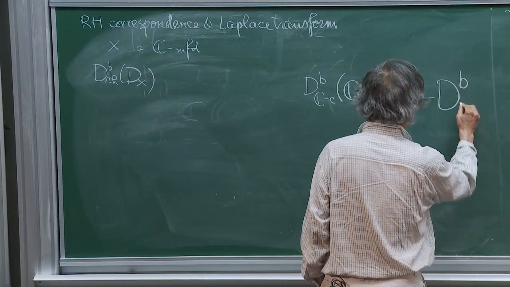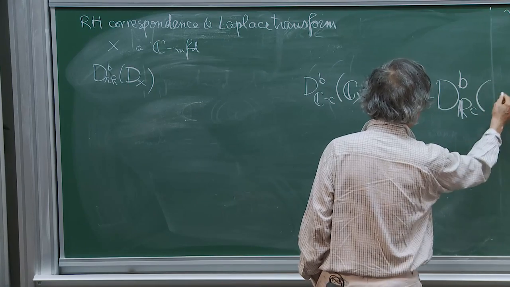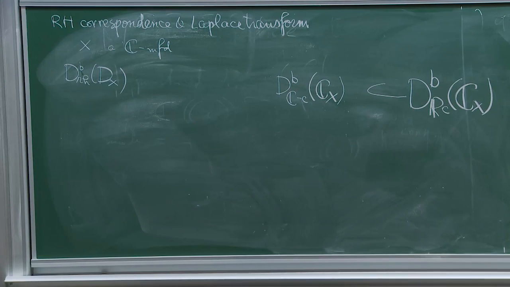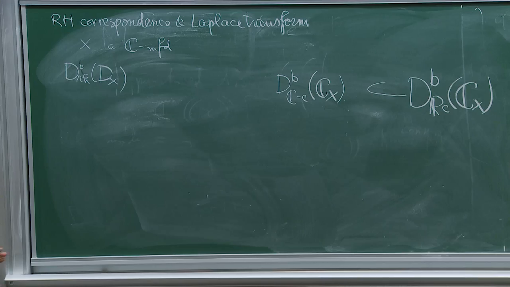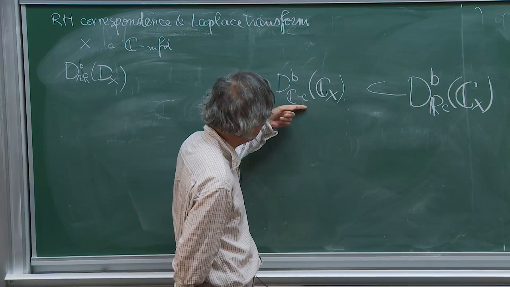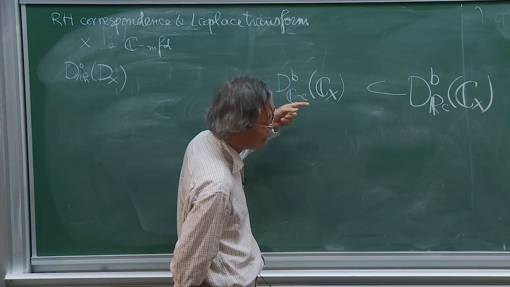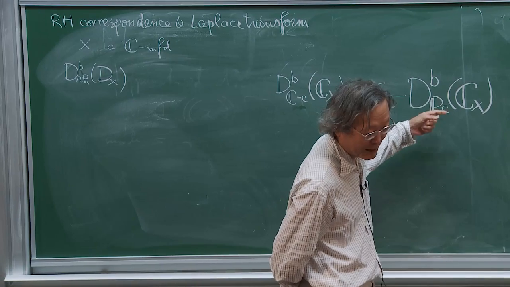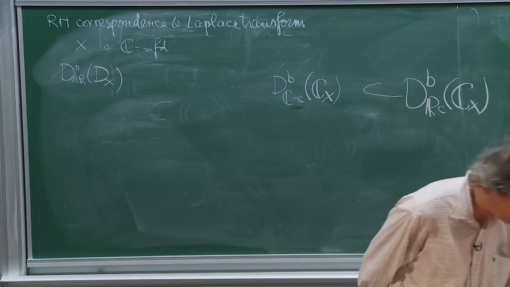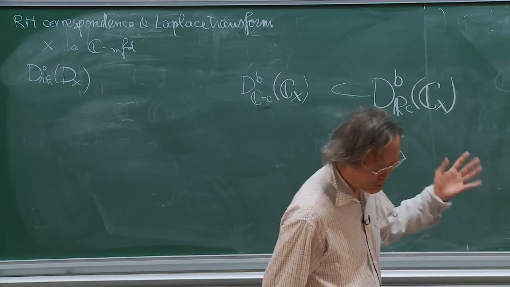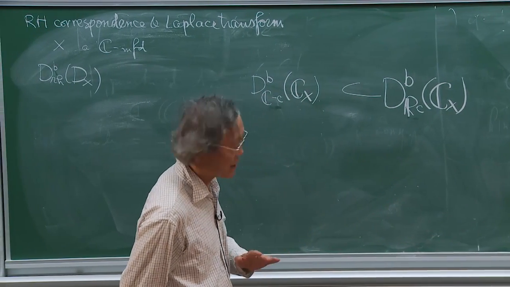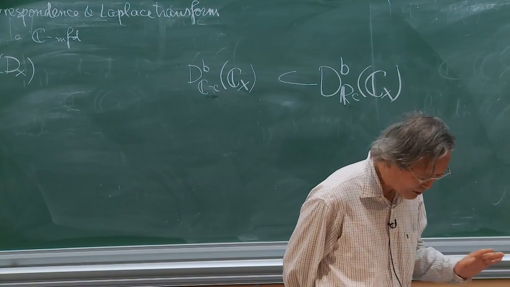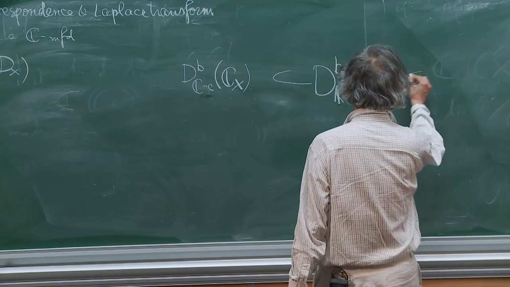There is another notion, R-constructible. R-constructible sheaves are less familiar, but more or less it is the same thing. Here, instead of a complex analytic set, we take the so-called subanalytic set. It is something like a semi-analytic or semi real analytic set. I will not go into the details. And of course, that is contained.